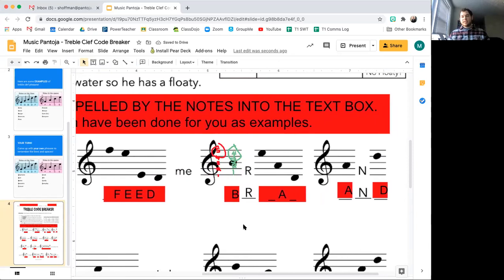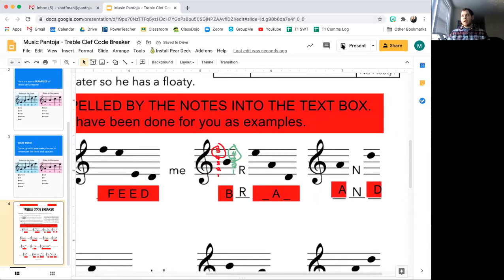I'm going to use this logic to fill in the rest of the answers to this worksheet. I'm going to post that answer key on Google Classroom for you.